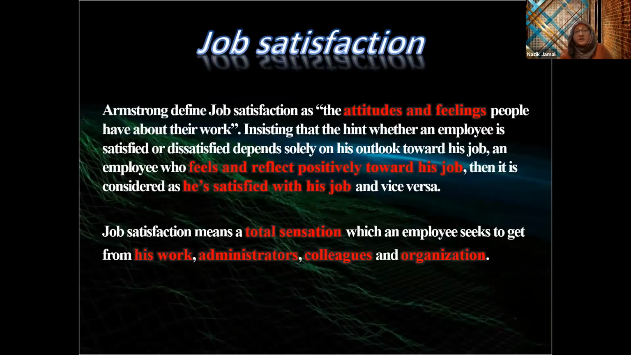Armstrong gave a simple definition of job satisfaction. He defined it as the attitude and feeling people have about their work, insisting that whether an employee is satisfied or dissatisfied depends solely on his outlook toward his job. An employee who feels and reflects positively toward his job is considered satisfied with it, and vice versa. So job satisfaction means the total sensation which an employee seeks to get from his work, administrator, colleagues, and organization.